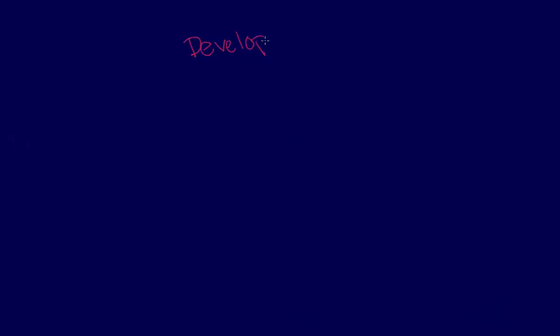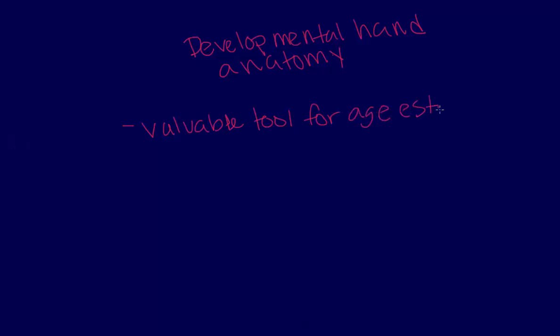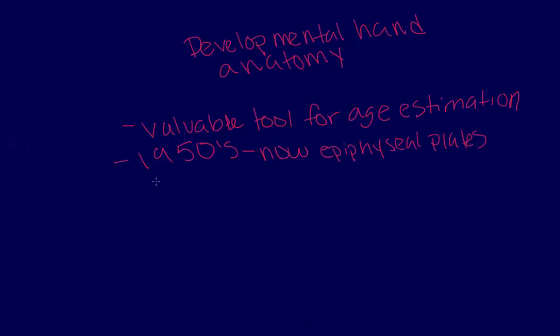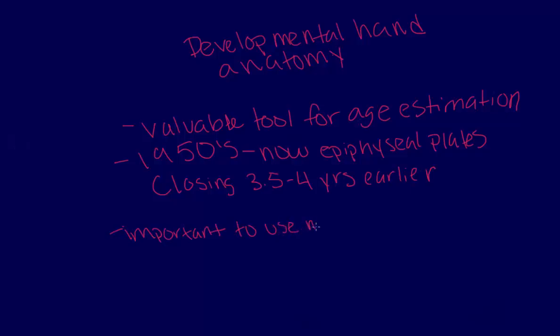Now we are going to talk about developmental hand anatomy. This is a valuable tool for age estimation. From the 1950s to now, epiphyseal plates have been closing on average 3.5 to 4 years earlier. This is important to use when evaluating the more modern generation's hands.